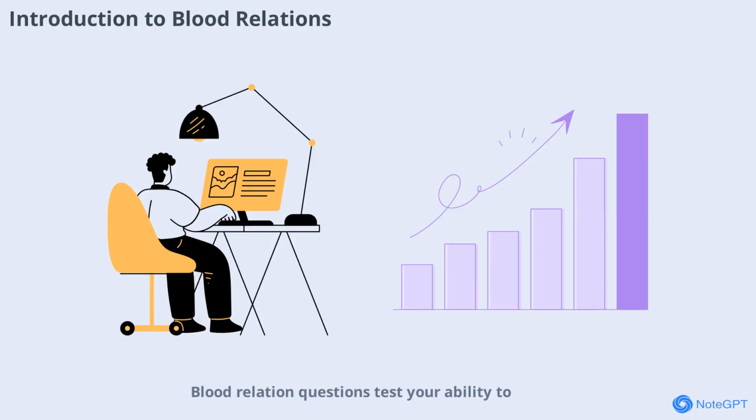Blood relation questions test your ability to understand family relationships based on given information. These can be tricky, but with practice, you'll learn to map out relationships quickly. In the next scenes, we'll walk through several examples and explain the logic behind each answer.